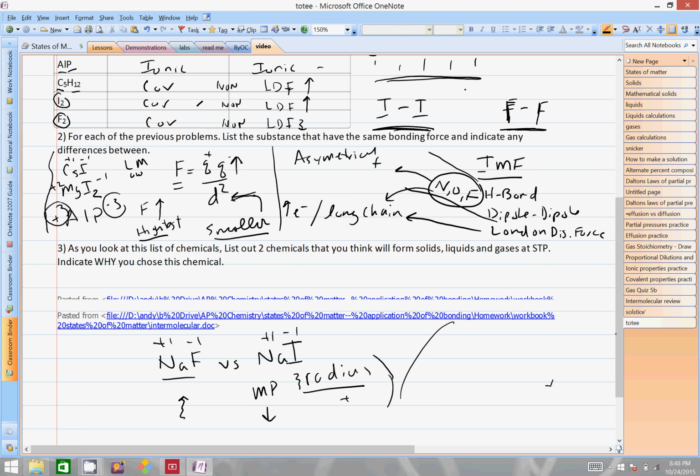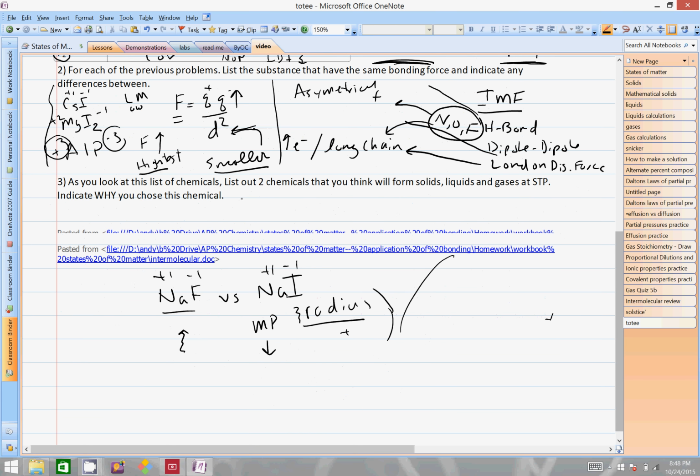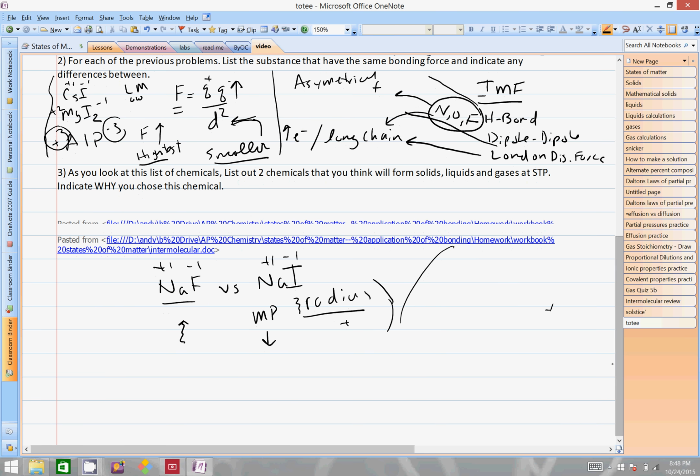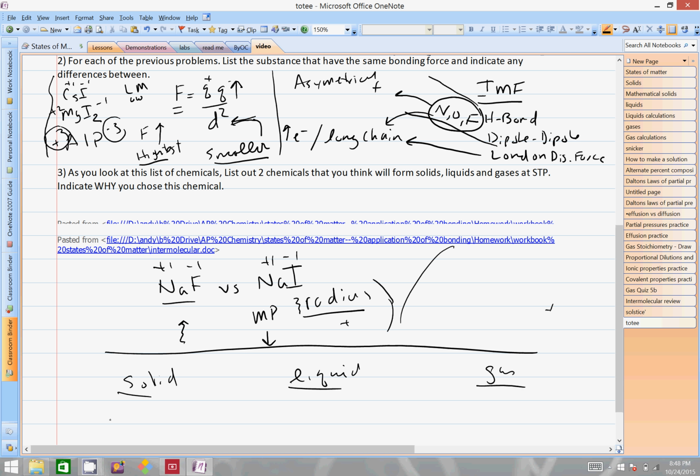All right, and then it says, okay, as you look at a list of these chemicals, list 2 that might be solids, liquids, and gases. So let's go solid, then liquid, and gas. Well, a solid would be anything ionic, and I could just go MgI2 or CsI. A gas would be something with almost no intermolecular forces, like H2 or F2. A liquid could be C5H12. Again, there are some forces, but not that much. And of course, H2O is liquid at room temperature.